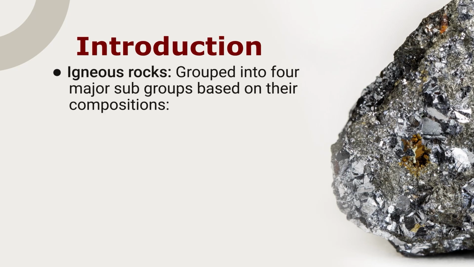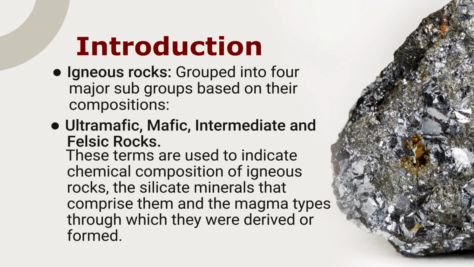Igneous rocks can be grouped into four major subgroups based on their compositions: ultramafic, mafic, intermediate and felsic rocks. These terms generally indicate the chemical composition of igneous rocks, the silicate minerals that comprise them, and the magma types through which they were derived or formed.